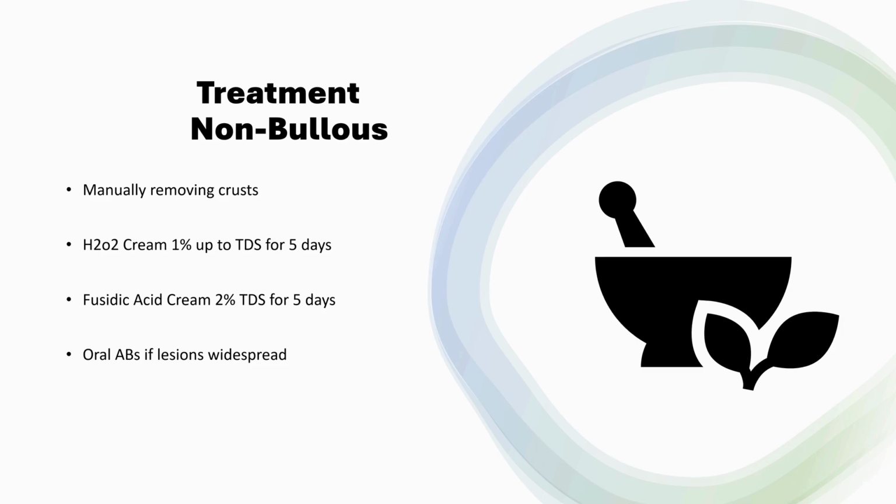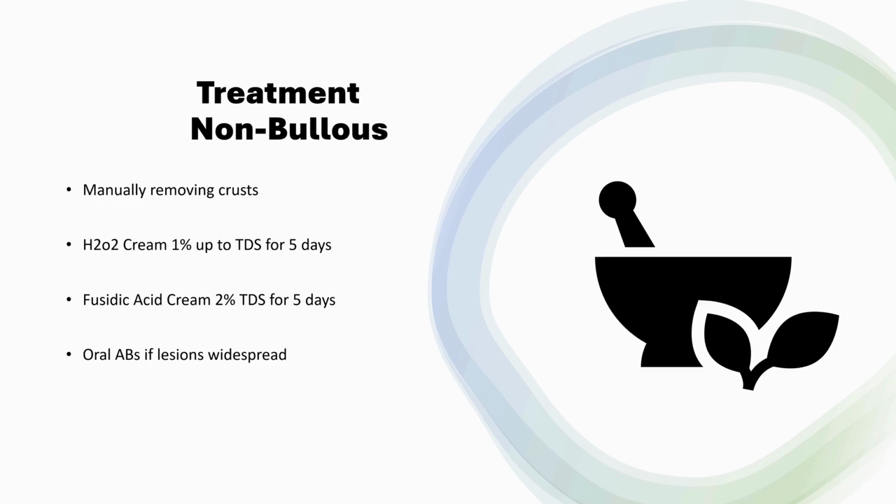But if cream has been prescribed, it will help it work better and also prevent the dreaded picking by the children. Pharmacological treatment in the UK is as follows. First line is hydrogen peroxide 1% cream, applied 2 to 3 times a day for 5 days.